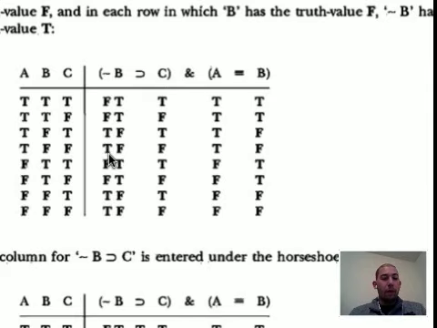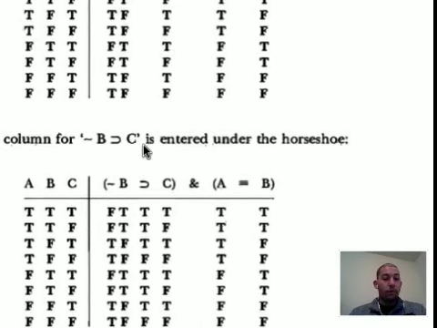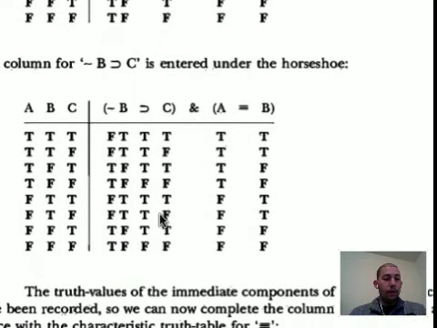So for example, here we have a scenario where the antecedent, not B, is true, but the consequent, namely the sentence letter C, is false. So we know on this row, the truth value of the material conditional is going to be false. So if we look at the resulting column, that's exactly what we get.